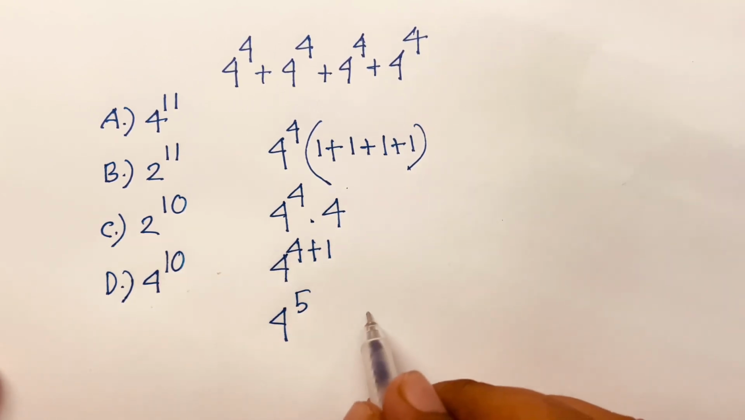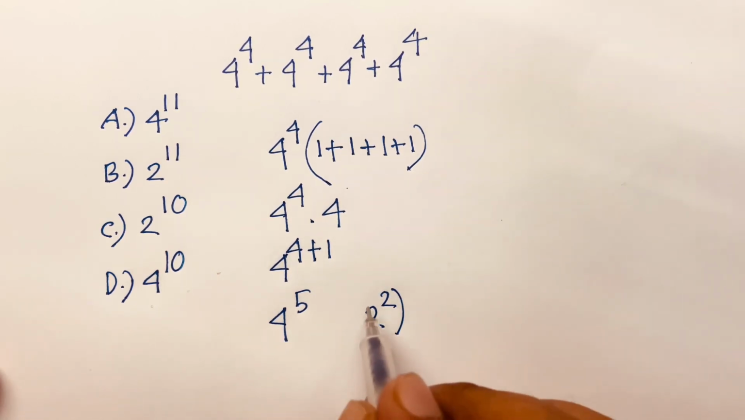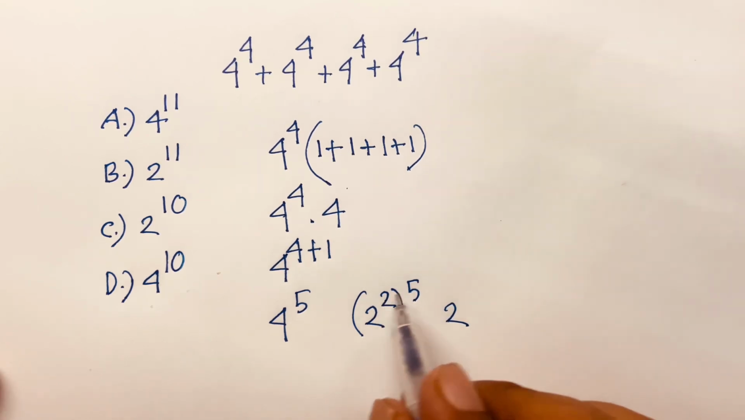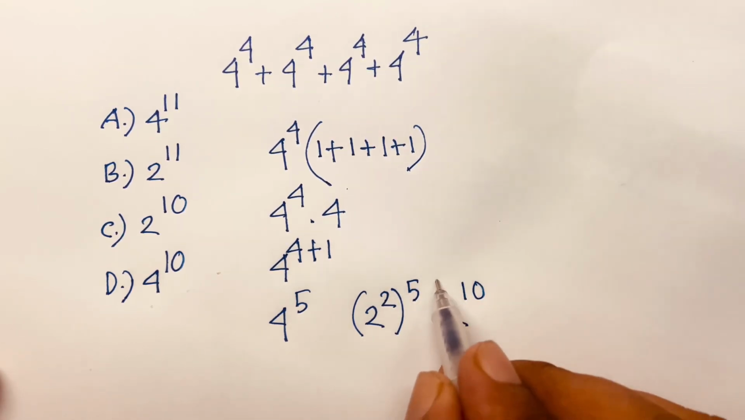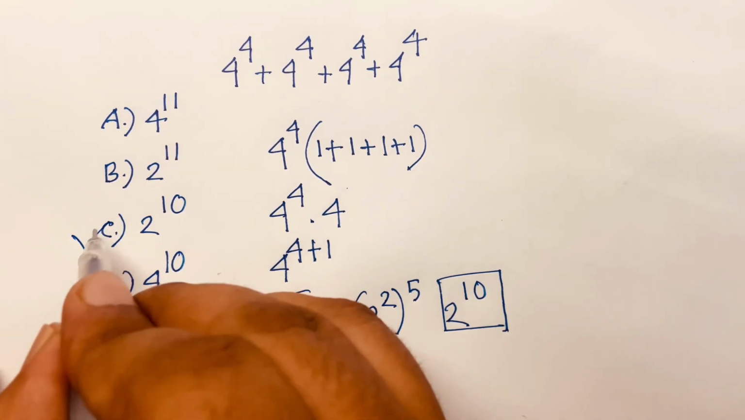Then it will be 2 to the power 2, because 4 is 2 to the power 2, in brackets, to the power 5. Then I can say 2 to the power 2 times 5 will be 10. So our answer is 2 to the power 10. Option C is the right answer.